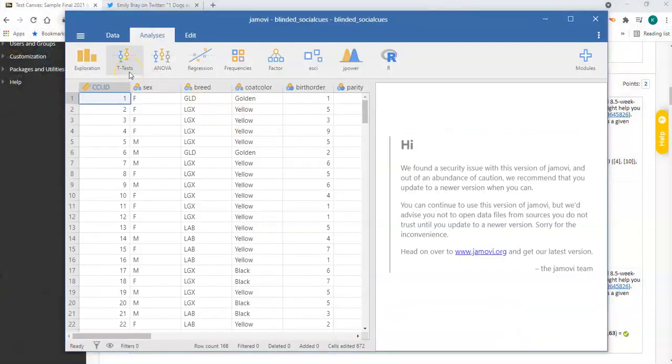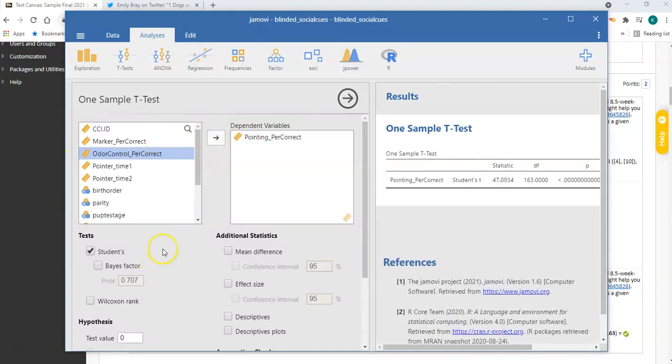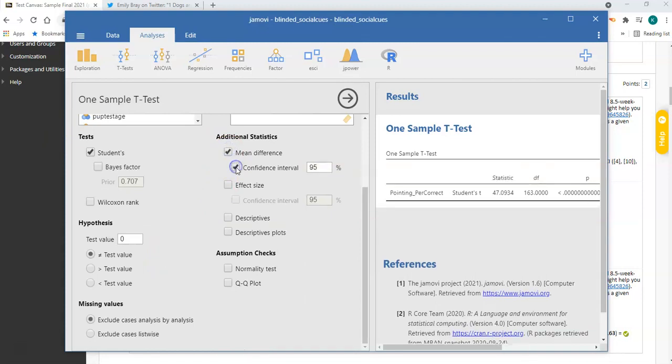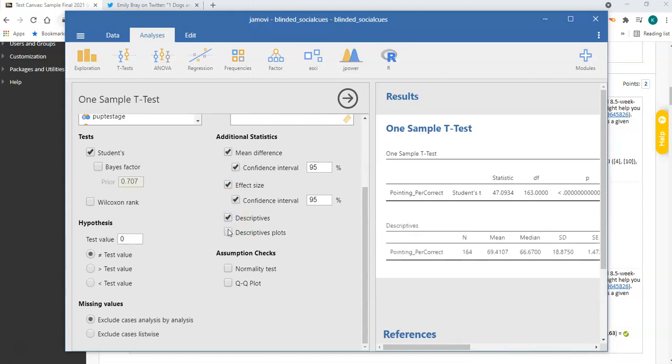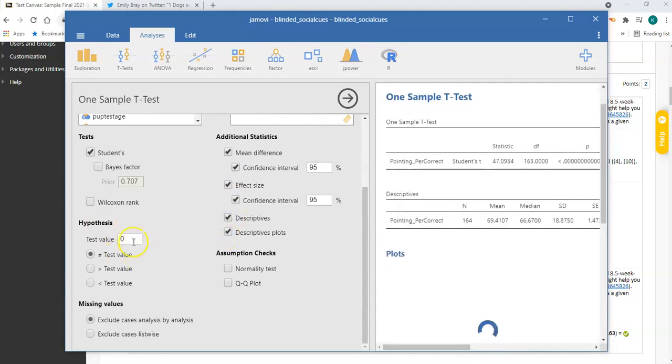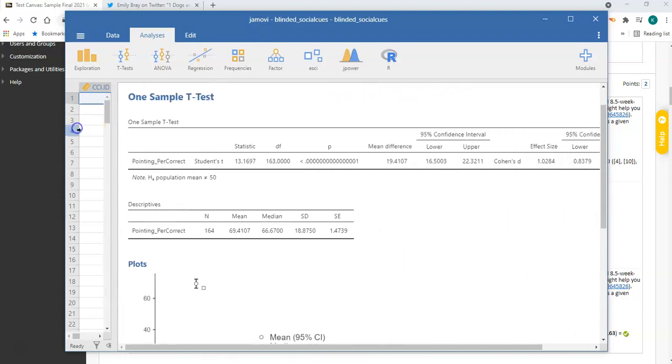I did decide that I would show you how to do it just in case somebody needed a refresher, but 1 sample t, and you want to use the pointing percent variable. You want to get the mean difference, you want to get the confidence interval, you want to get the effect size, you want to get that confidence interval, you want to get all of these things. But the most important thing, you've got to remember to change this test value to the 50 that you want. If you don't, your numbers will be all wrong. So now we have all of the data that we need.